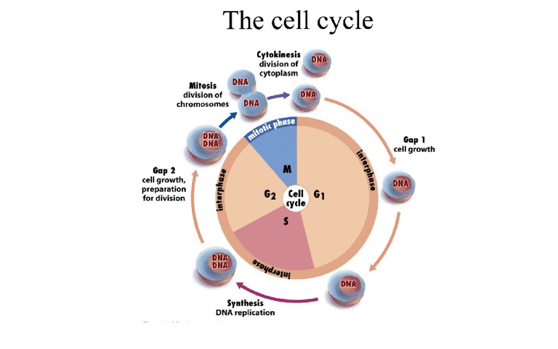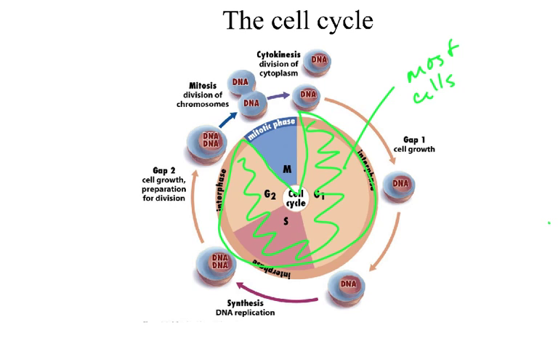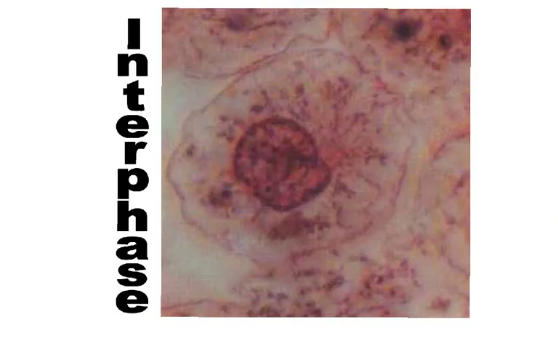What we just talked about is occurring in this whole range here. So all of this is considered to be interphase. A cell spends most of its life in the interphase part of the cycle. This would be just a picture of a typical cell found in interphase.